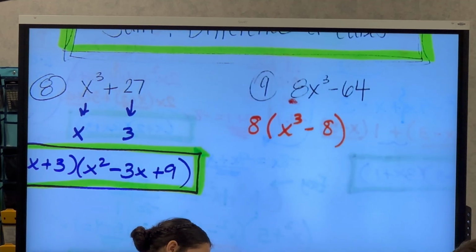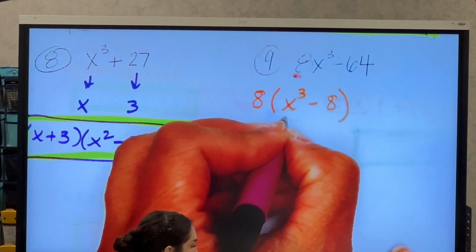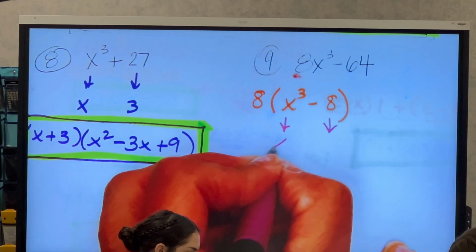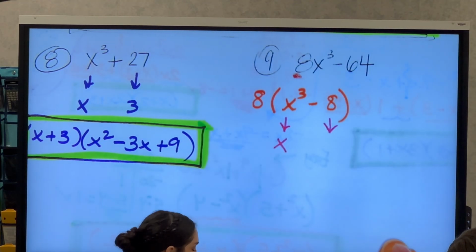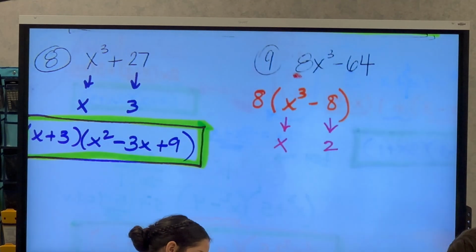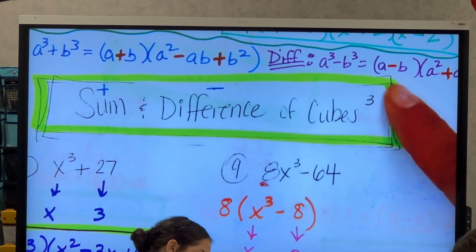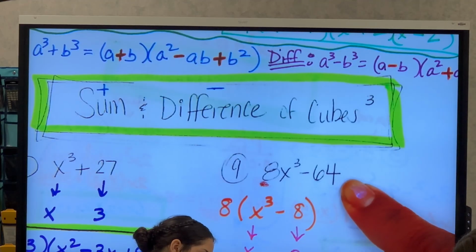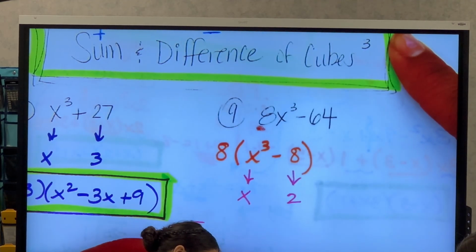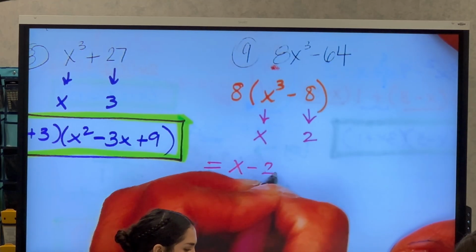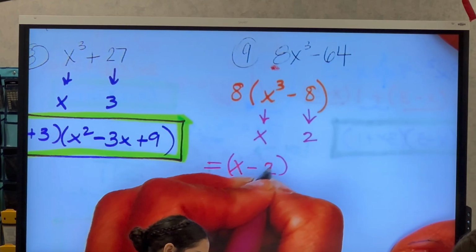That's okay. We need to find the single of each of these cubes. Well, the single of an x cubed is just x, but what's the single for an 8? A 2, because 2 times 2 times 2 is 8. 2 to the third power is 8. So x is my A, 2 is my B. We're using the difference of cubes formula because it was a difference. They're being subtracted. So the first thing is A minus B. So that's going to go x minus 2 in the parentheses there.